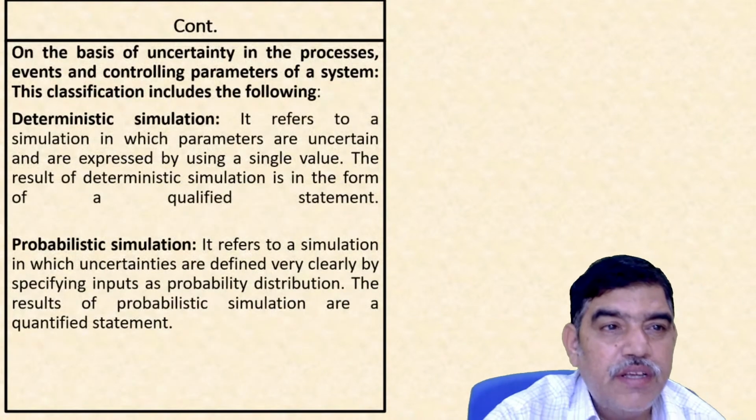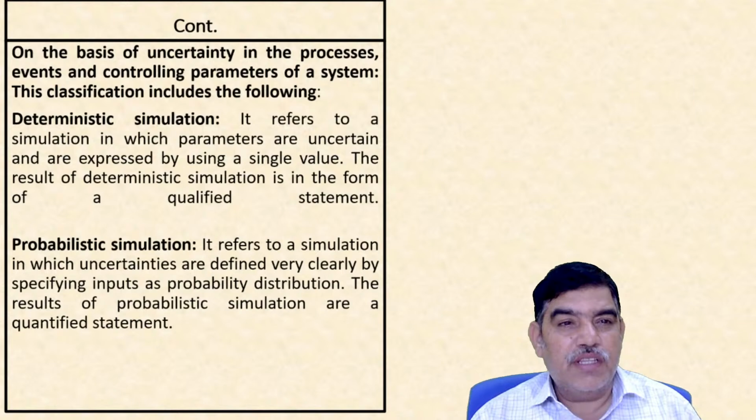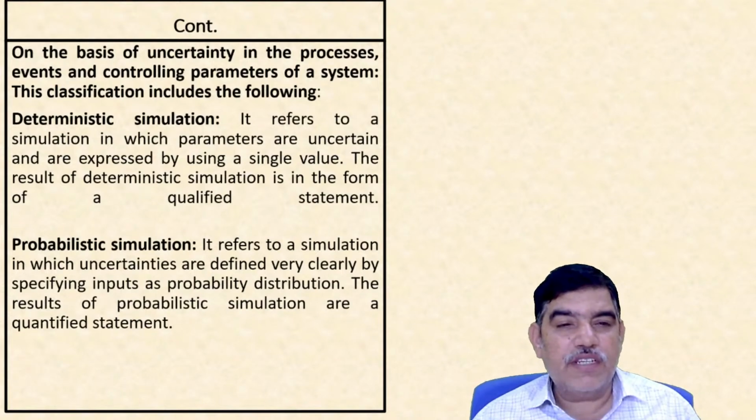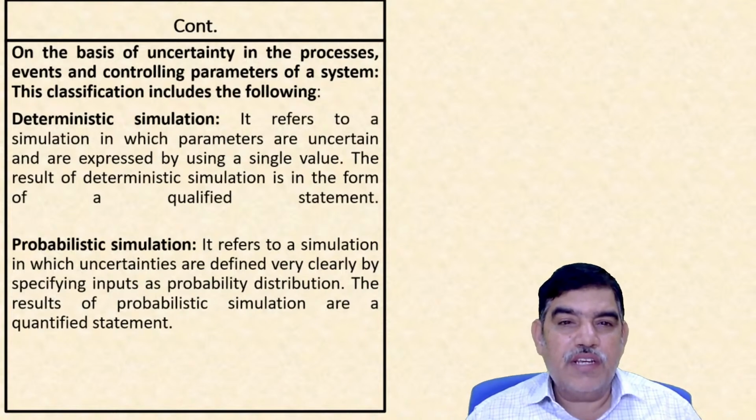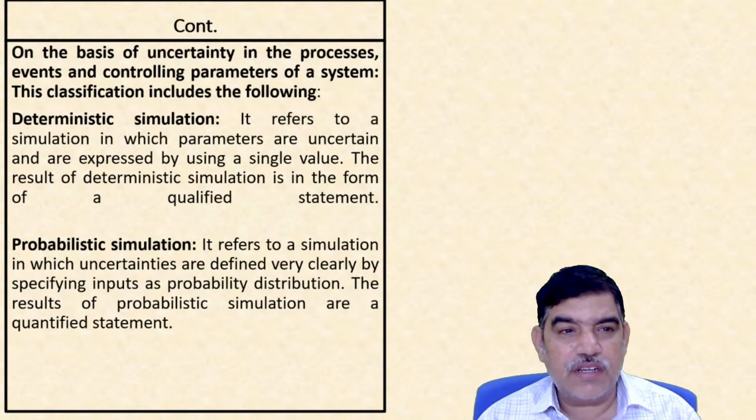Here I am explaining on the basis of uncertainty in the processes, events, and controlling parameters of a system. This classification includes the following: deterministic and probabilistic. What is actually deterministic simulation? It refers to a simulation in which the parameters are uncertain and are expressed by using a single value. The result of deterministic simulation is in the form of a qualified statement.